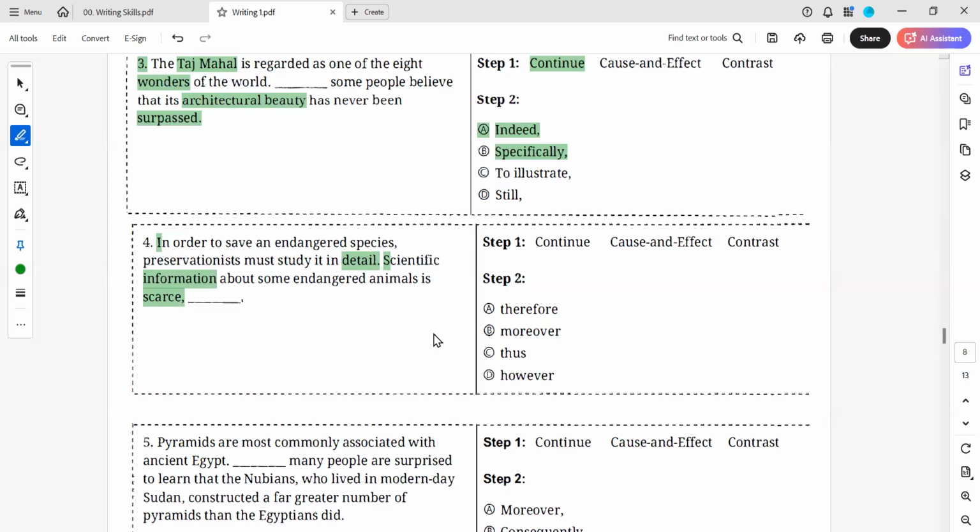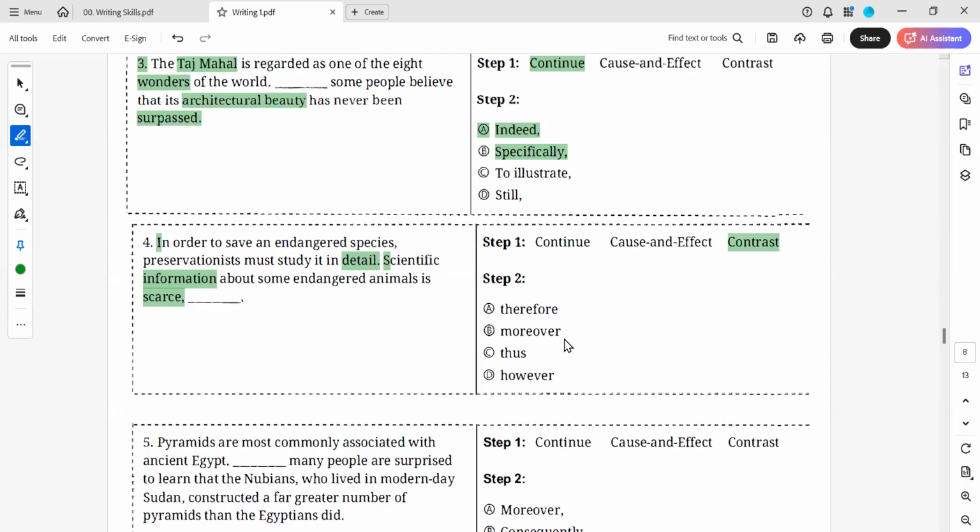Guys, what could be the relationship here? The first sentence, they said, we have to study it in detail. The second sentence, give me the scientific information to study it in detail. Do you have it? No, that information is scarce. So, what could be the relationship here? Guys, here we have two completely different directions. Here we have two different ideas. Yes, of course, perfect. So, in that case, we have contrast. We need a contradictor. We need a contradictor.